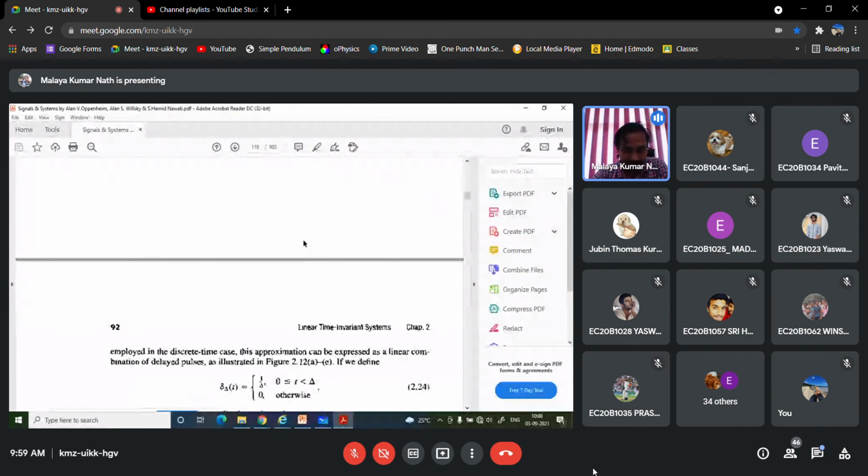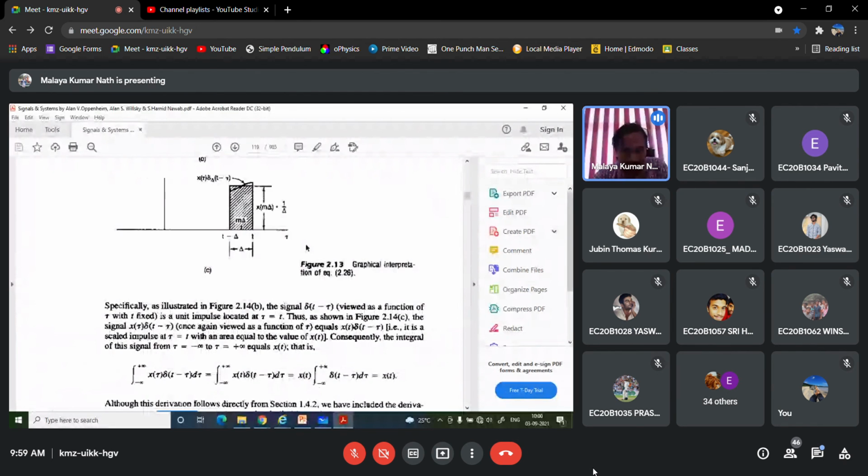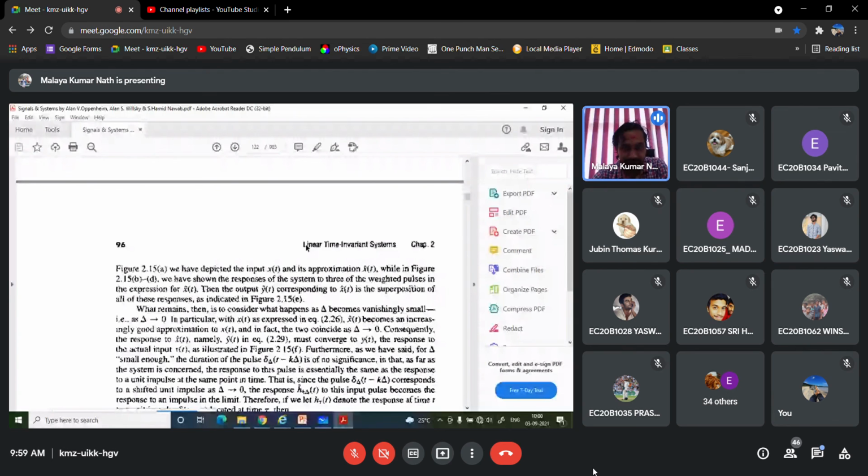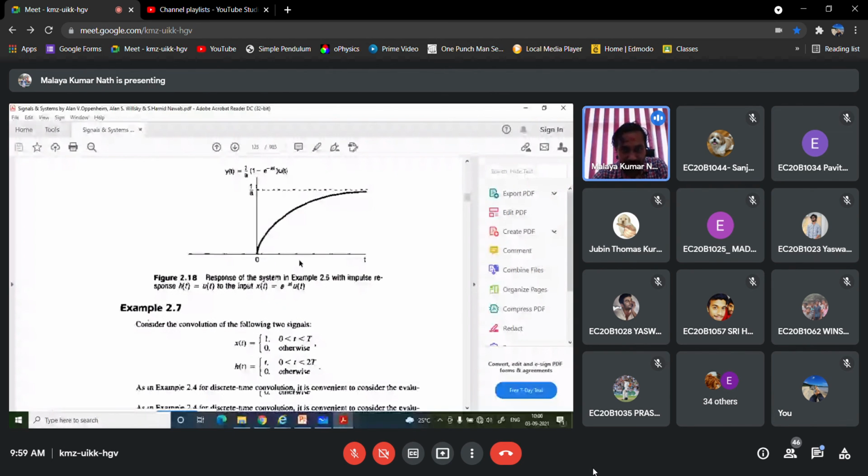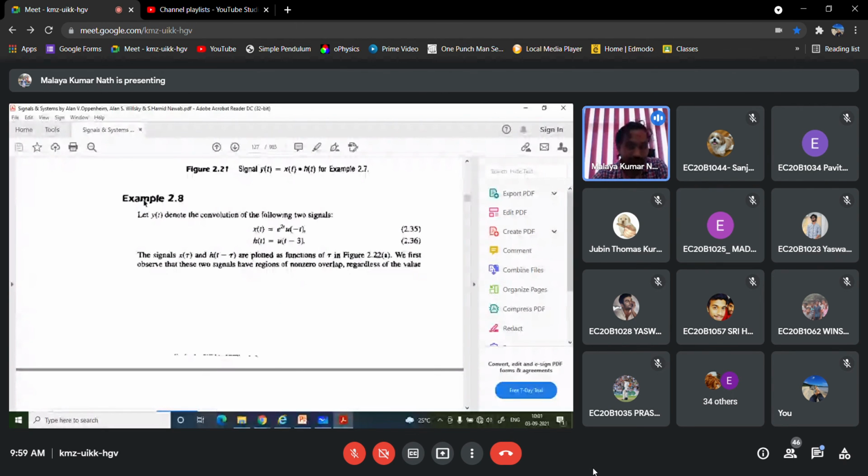Next, one more point we have to discuss, that is your properties. In the last class I have discussed all the properties, so no need to worry about this. This is the continuous domain response, already we have discussed, right? So there is no point. There is one problem given here, and I have already solved the problem. Now this is example 2.8. You just see xt is equal to e to the power 2t u of minus t, and ht is equal to u of t minus 3. Now determine what the convolution output is. There is no difficulty here. You just try to solve it by yourself.